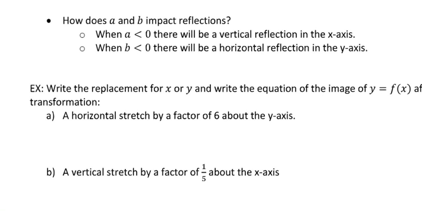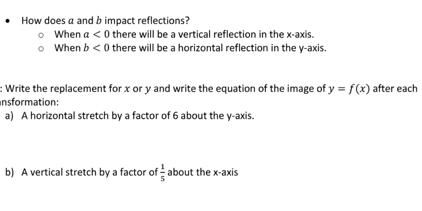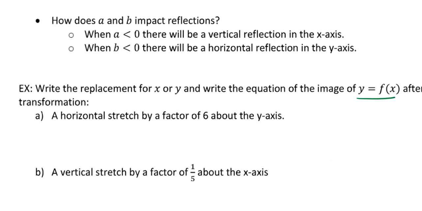Okay, so it says write the replacement for x and y and write the equation of the image of y is equal to f of x after each transformation. So after a horizontal stretch by a factor of 6, so let's write this down, horizontal stretch of 6, and that's really it. So our function, here I'll write just the ones we're dealing with now, would be y is equal to a f of b times x. So horizontal stretch, am I dealing with a b or am I dealing with an a?